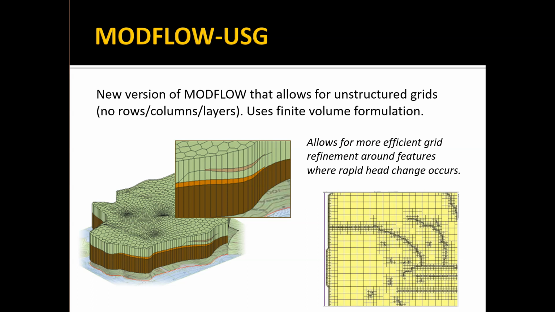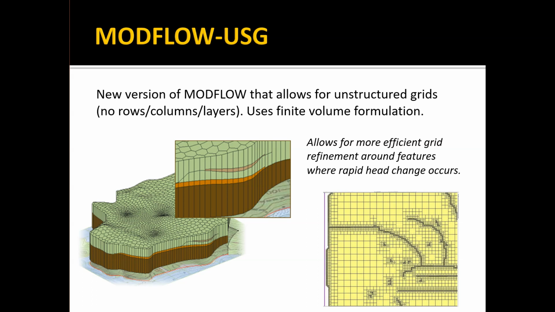The primary motivation for Modflow USG is that it allows you to refine the grid and have much smaller cell sizes at the locations in your model where the head is changing most rapidly. So next to a well, or next to a surface feature, a source or sink such as a river or a spring. At these locations, the water table or the head can change rapidly over a short distance. And to accurately simulate that, you need to have smaller grid cells.